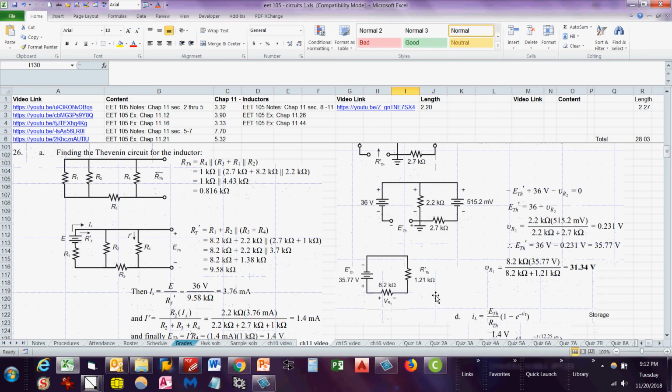So then what they did was they took E Thevenin and put in R1 back in the circuit and then have R Thevenin in series with it. It's the same thing that we've been doing. They just kind of flipped it around and it's going in this direction instead of that direction, but it doesn't matter. And then they did another voltage divider, so 8.2 times 35.77 divided by 8.2K plus 1.21 equals 31.34 volts.